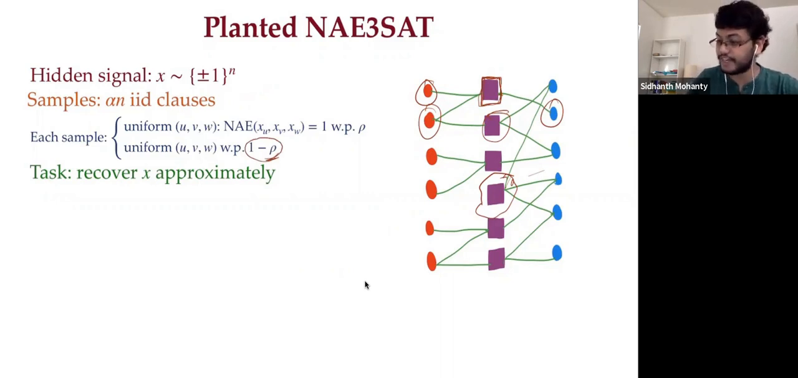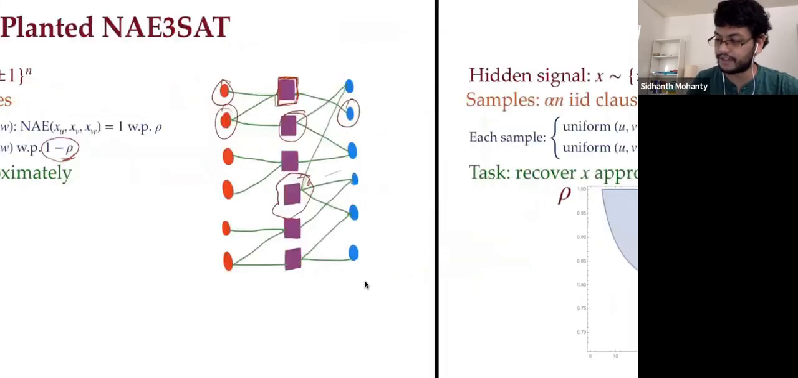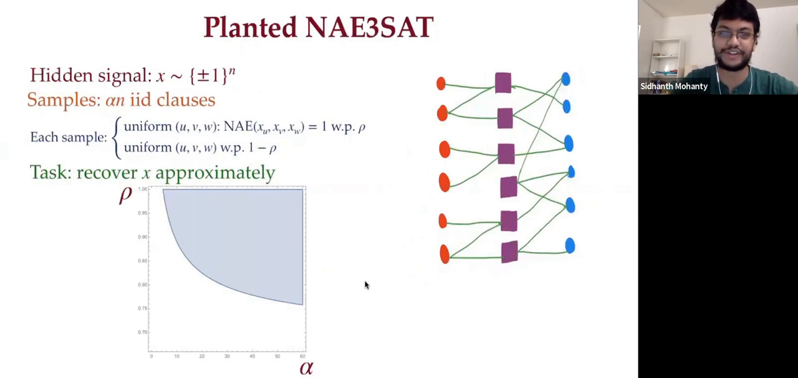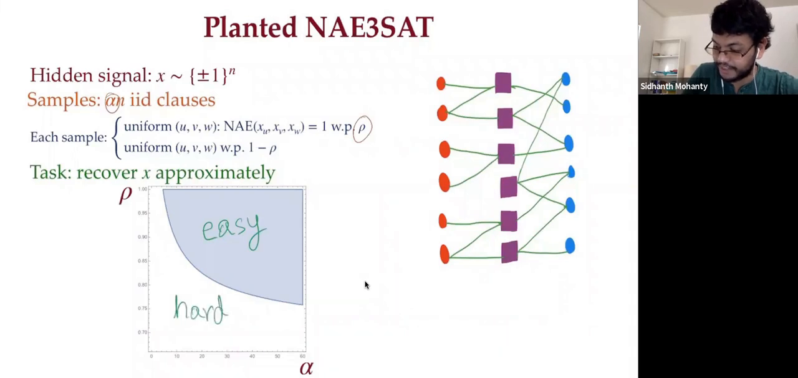The measurements aren't perfect. And now the goal again is, given just a bunch of samples of this hidden string, we want to recover this hidden signal X approximately. And now the statistical physics heuristics will give you a very precise picture for the values of alpha and rho for which this problem is tractable and for which it's intractable. So in this picture over here, the region that is colored blue is supposed to be the easy region, and the region which is colored white is the predicted hard region.